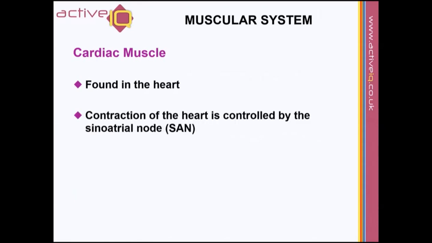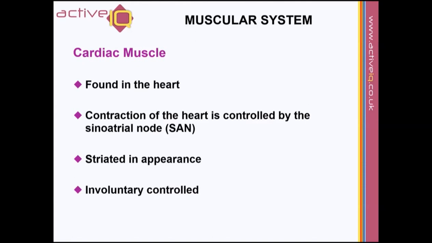The next one to look at is cardiac muscle. Cardiac muscle is found exclusively in the heart. Contraction of the heart is controlled by the sinoatrial node, which is a node in the middle of the heart, which receives electrical impulses, and it is striated or striped in appearance. It's also involuntary muscle.